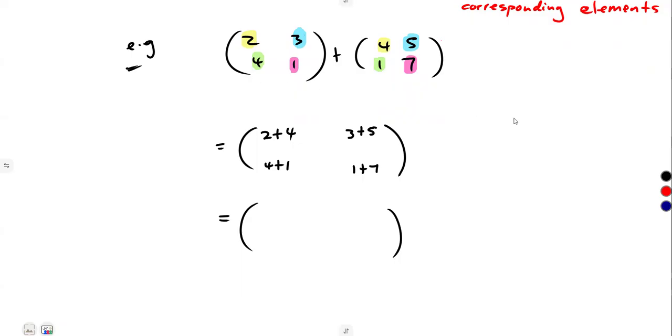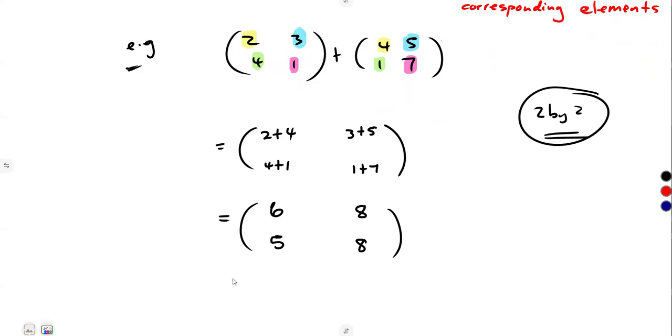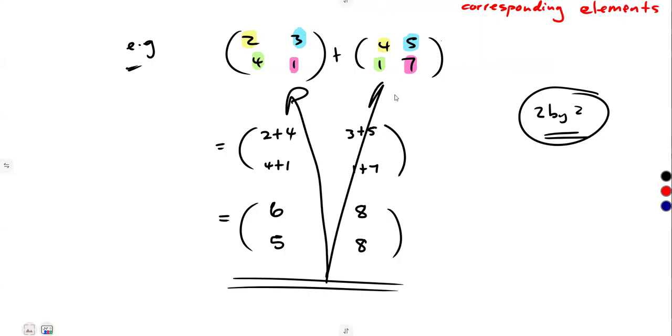So if you add a 2 by 2 to a 2 by 2, your answer will be a 2 by 2 matrix again. So add 2 plus 4, that is 6. 3 plus 5, which is 8. 4 plus 1, that is 5. 1 plus 7, which is 8. So this will be your final answer, as we can see, the same order as the matrices that you were adding before.